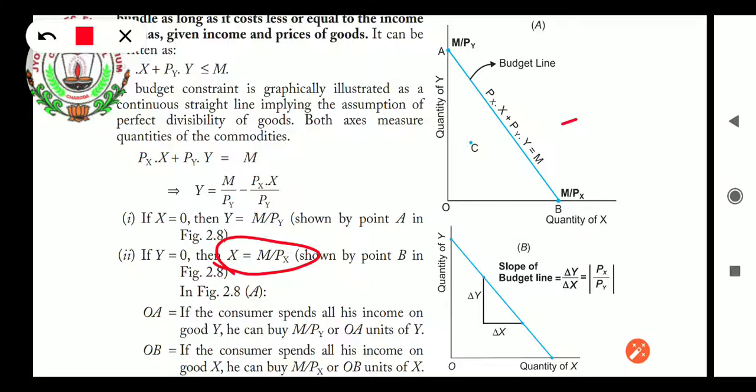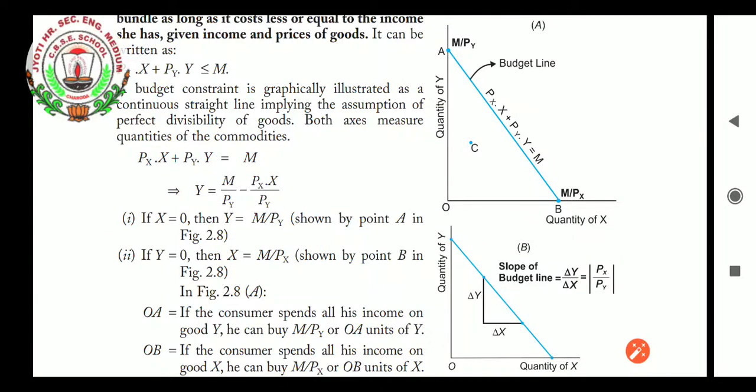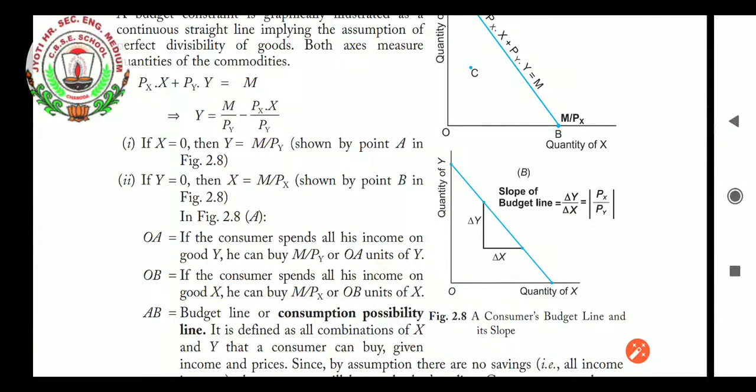I can repeat the last question. 200 was the M there, and Px is the price. How much was the price? That was 40. How many units of X can we purchase? That is 5 units of X we can purchase. That time we have decided. So that is the equation, and this itself is known as a constraint, which helps us to solve the particular question.